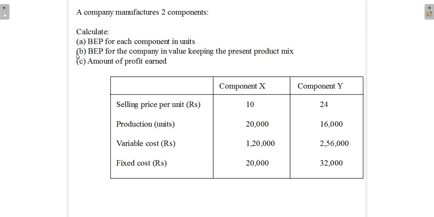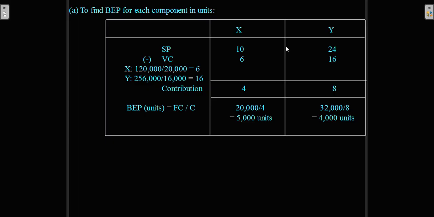Now let's see what they've asked us to find. They've asked us to find the break-even for each component in units, and they've also asked us to find the break-even for the whole company as a whole. That is, they have asked us to find the composite break-even point. They've also asked us to find the amount of profit that the company is making.